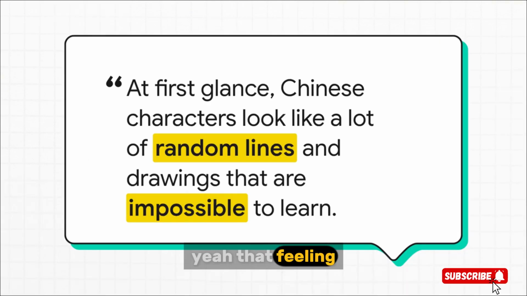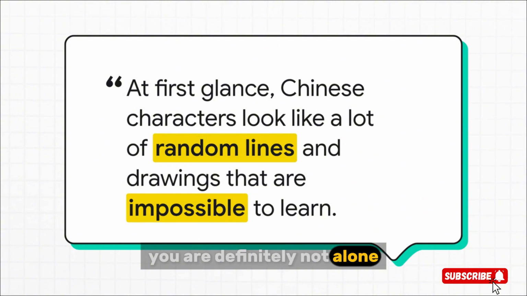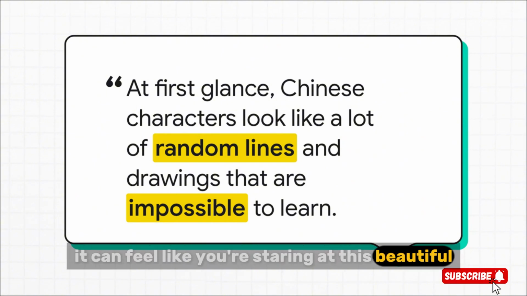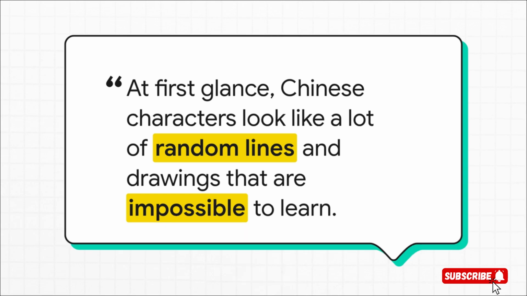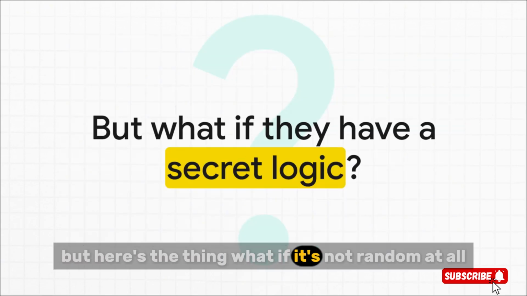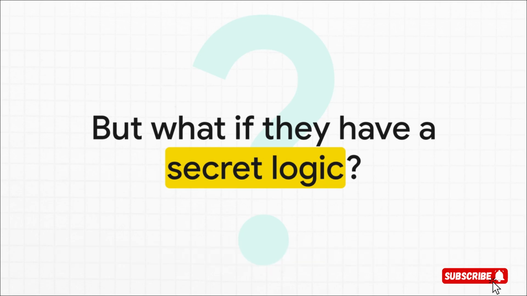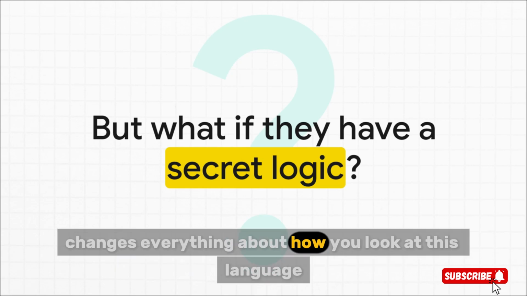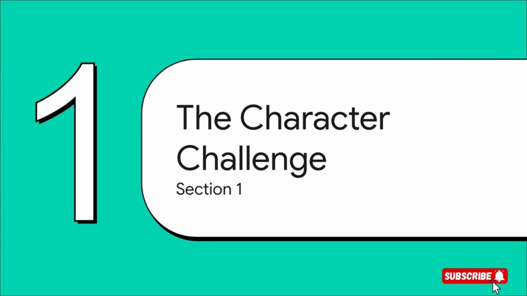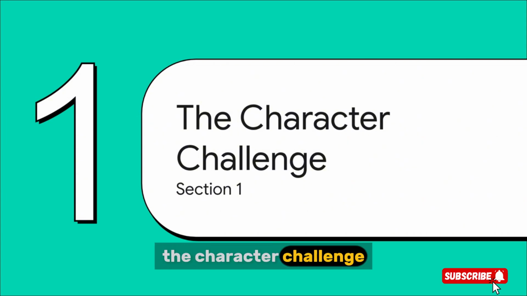Yeah, that feeling, you are definitely not alone. It can feel like you're staring at this beautiful but totally impenetrable wall of squiggles and lines. But here's the thing. What if it's not random at all? What if there's an underlying system, a secret logic, that once you see it, changes everything about how you look at this language? All right, let's dive right in. First up, Section 1, the character challenge.